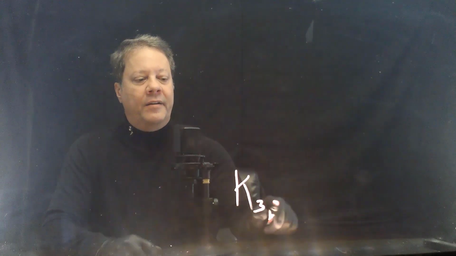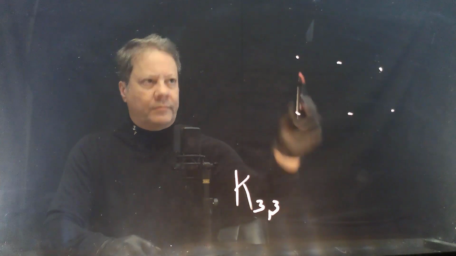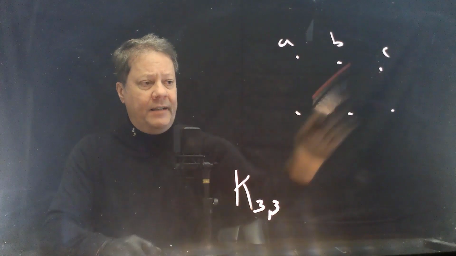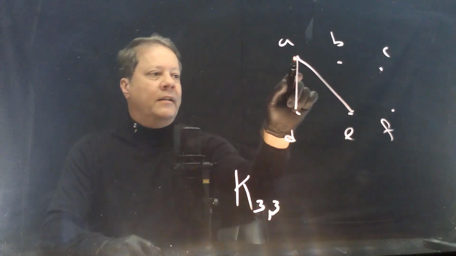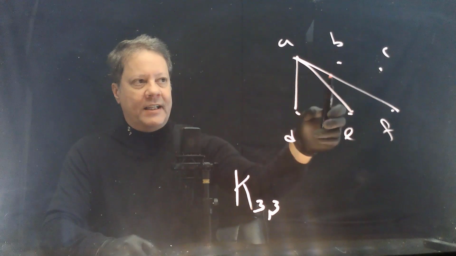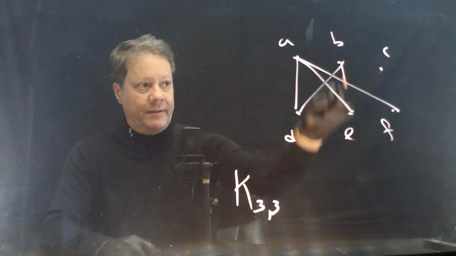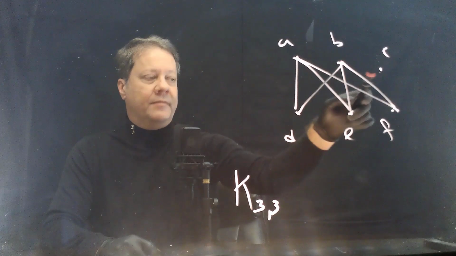Let's look at K_{3,3}. We'll have A, B, C, D, E, and F. Every element in the first set has to be connected to every element in the other set.